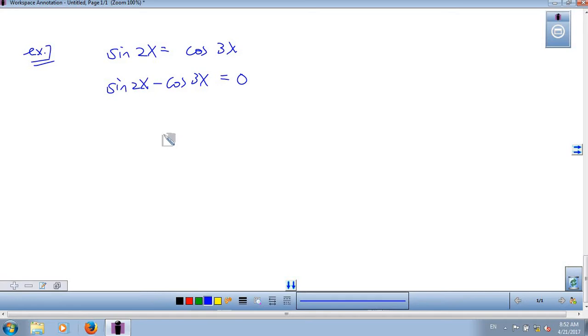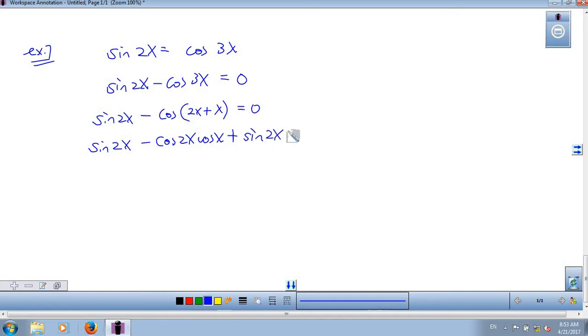For 3x, we cannot use direct formulas, but we can use sum and difference formulas to expand this. So this will become sine 2x minus cosine 2x cosine x. The original formula is negative, but there's a negative in front of it, so it's going to change that to a positive: positive sine 2x sine x, equal to 0.